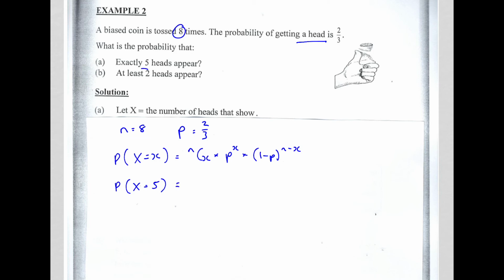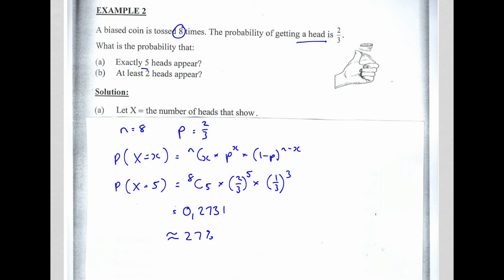So that's going to be 8 choose 5 times 2/3 to the power of 5 and 1/3, because that's 1 minus p, to the power of 3. And remember again that 5 and that 3 must add up to the 8, the total amount of trials. So you can put this onto the calculator, and that gives us 0.2731, which is approximately a 27% chance.